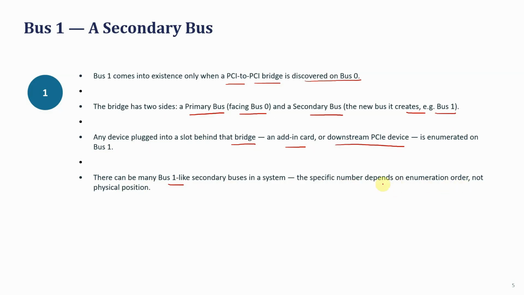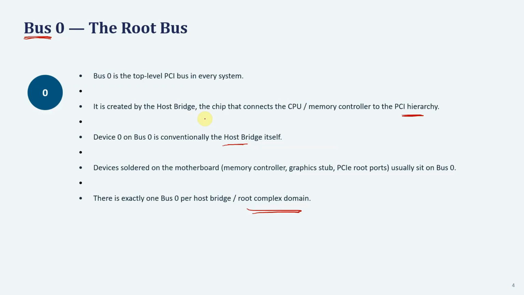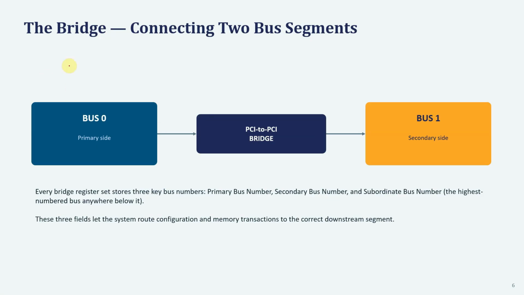The specific number depends upon enumeration order, not the physical position. So it's not about where exactly this bus is placed, but it depends upon the software enumeration. We are going to discuss what software enumeration means in great detail. Software is going to decide what bus number should be given to these buses. Whatever bus is connected to my host controller will definitely be given bus zero. But the other buses are not given in a specific order; it depends upon the software enumeration.